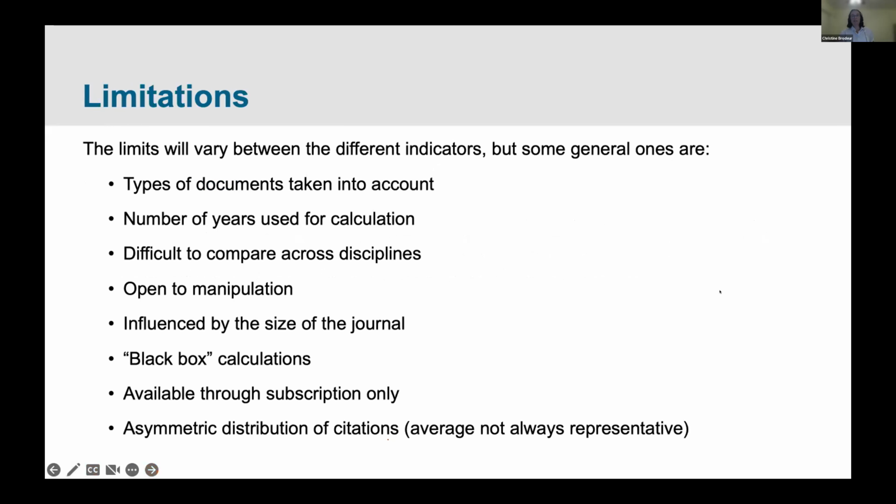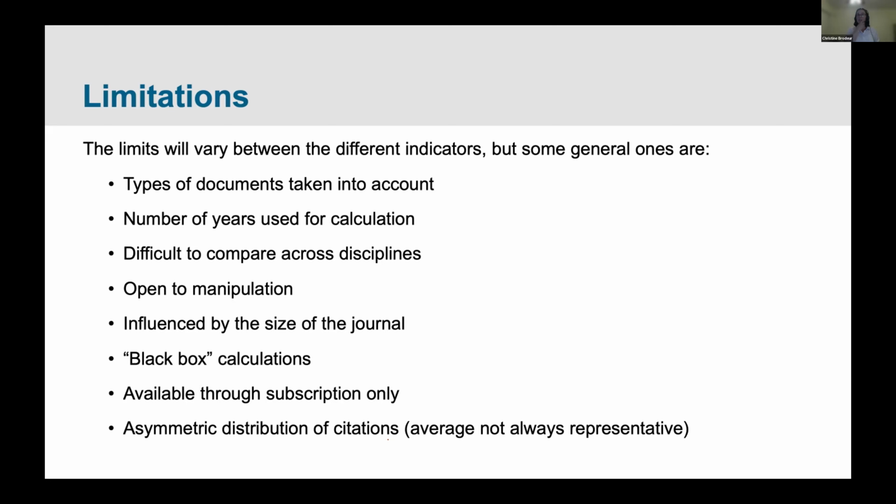Then, the limitations. The types of documents, this is more true, I guess, for the JIF and the other one from Clarivate, JCI, because the numerator up top, the denominator at the bottom, it's citable items. So in this number, they only take articles and reviews, but they will take citations coming from anything. So there's kind of a discrepancy with both. The number of years, is two years enough? They also provide the five-year one, so maybe that's more appropriate for some. For some, it's even longer than that.